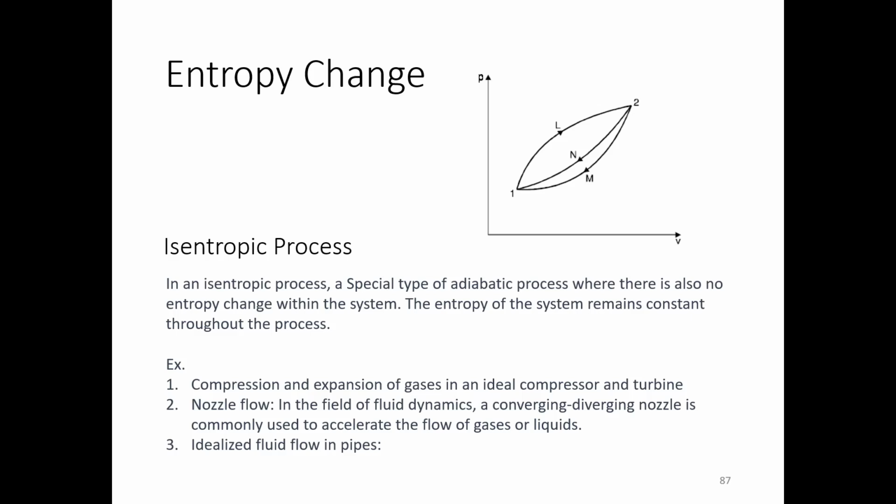Again, the nozzle flow, right? In fluid dynamics, converging and diverging nozzles we normally refer to as isentropic processes. What do I mean? If you remember the nozzle, you have flow, you have a nozzle like this, and you have V1 and V2. Normally, due to the cross section change, we say V2 is greater than V1. This increasing speed, this process we normally refer to as an isentropic process. Again, idealized fluid flow in pipes is also considered an isentropic process.